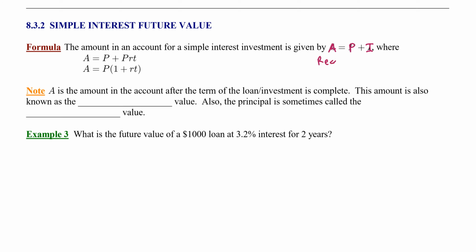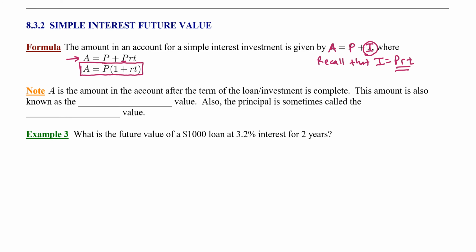Now, recall from the previous section that simple interest is calculated as principal times rate times time. So I can replace this interest I with its formula PRT, and that's what we see here on this line. So the amount in the account is equal to the initial principal that we deposit plus the interest calculated as PRT. Now notice those two terms have a P in common. So if you remember from college algebra, you can factor out that P to the left and rewrite the formula as A equals P times 1 plus RT.